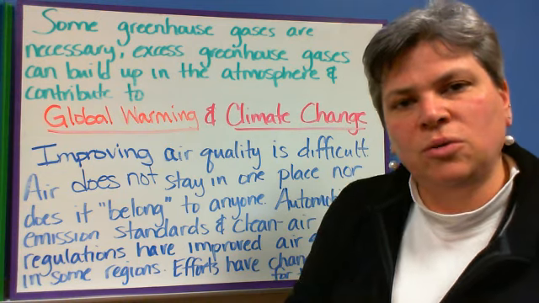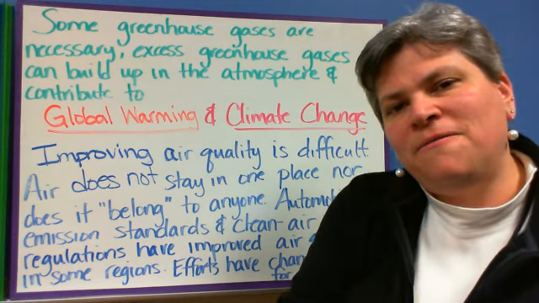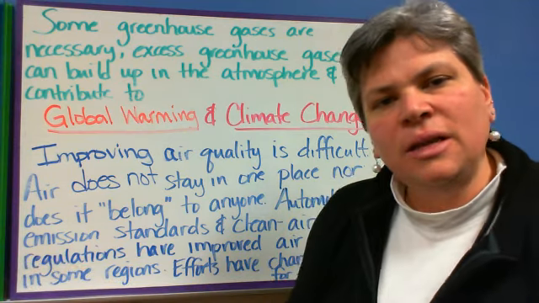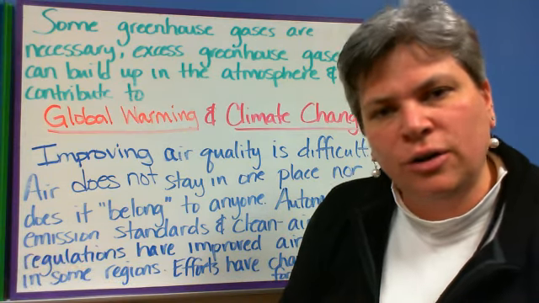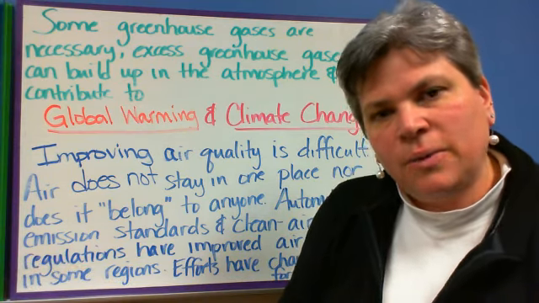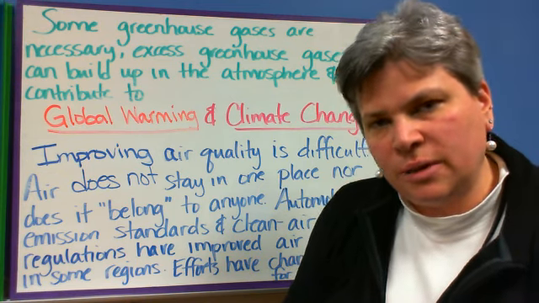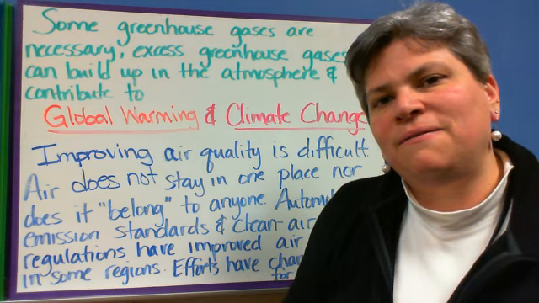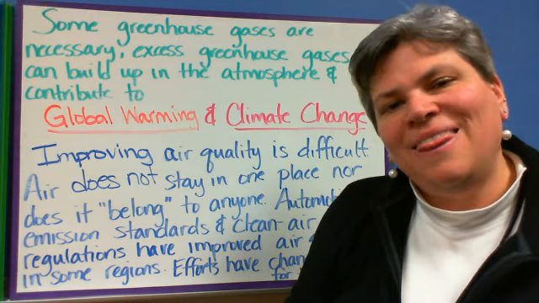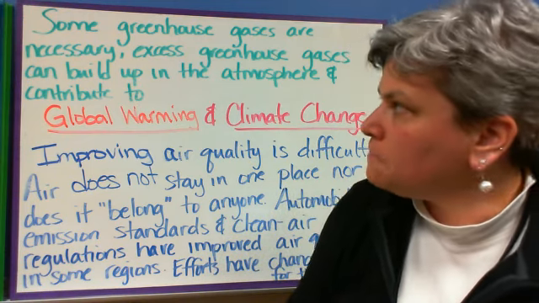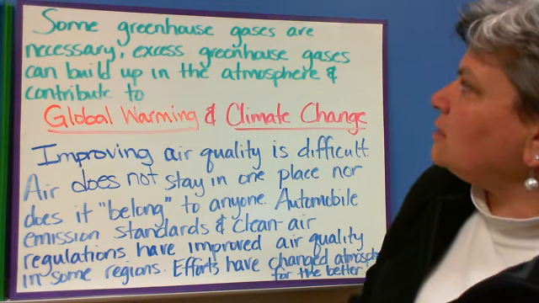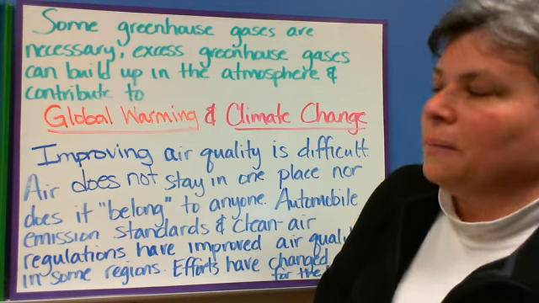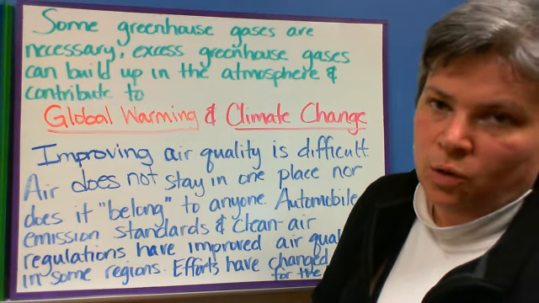What it comes down to is we're speeding it up faster than what it would normally do itself. Nobody's saying that global warming wouldn't occur naturally, but because we're releasing so much carbon dioxide, so much water vapor, so much methane, it's happening faster than it otherwise would. That's truly the problem. So some of those greenhouse gases are necessary. Excess greenhouse gases build up, and that's what contributes to global warming.